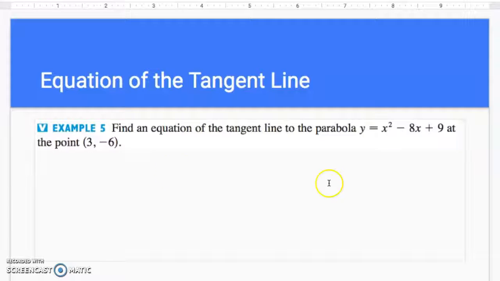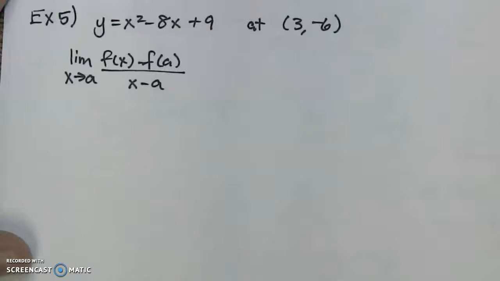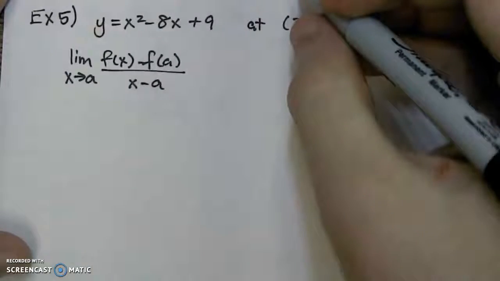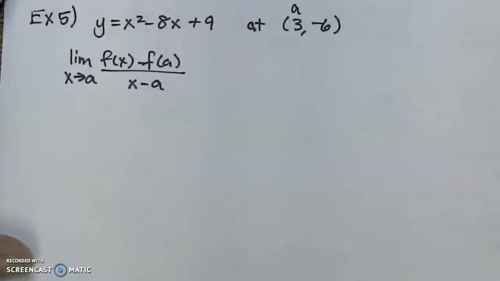Looking at the next example, we've got a polynomial, a quadratic, and they want us to find the equation of the tangent line at the point (3, -6). I would like us to try this new equation, but you also could do it with the limit as h approaches 0. I prefer the other equation, but we're going to try this one just in case we ever need it. Sometimes it's easier than the other equation. Here the a value is my 3, so we're going to go ahead and use 3 for this.